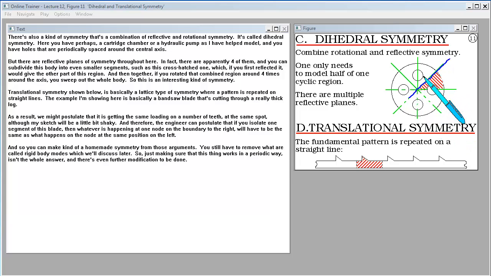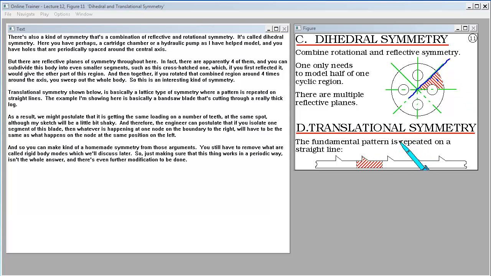In fact, there are apparently 4 of them, and you can subdivide this body into even smaller segments, such as this cross-hatched one, which, if you first reflected it, would give the other part of this region, and then together, if you rotated that combined region around 4 times around the axis, you sweep out the whole body. So this is an interesting kind of symmetry.